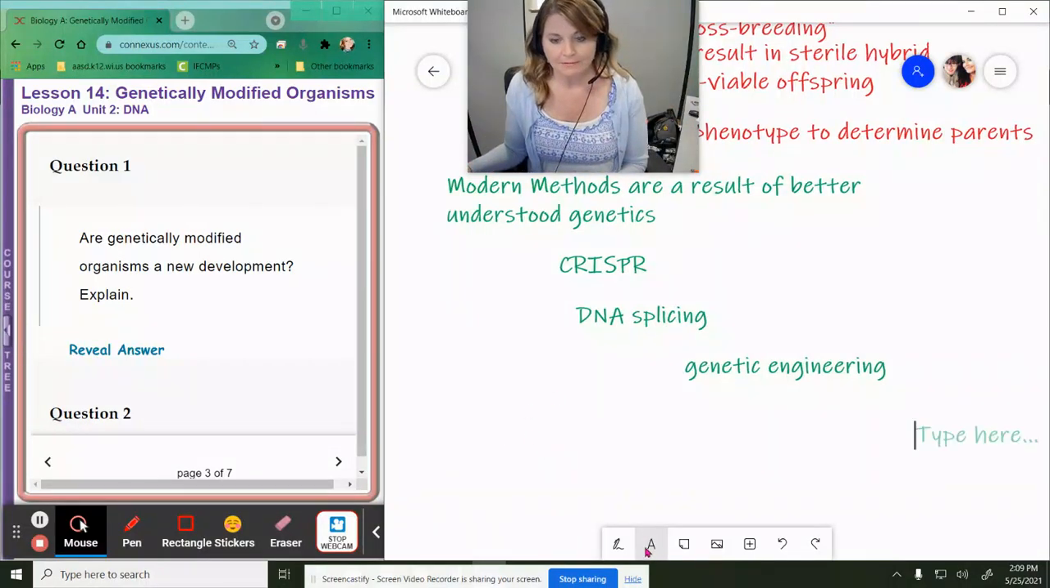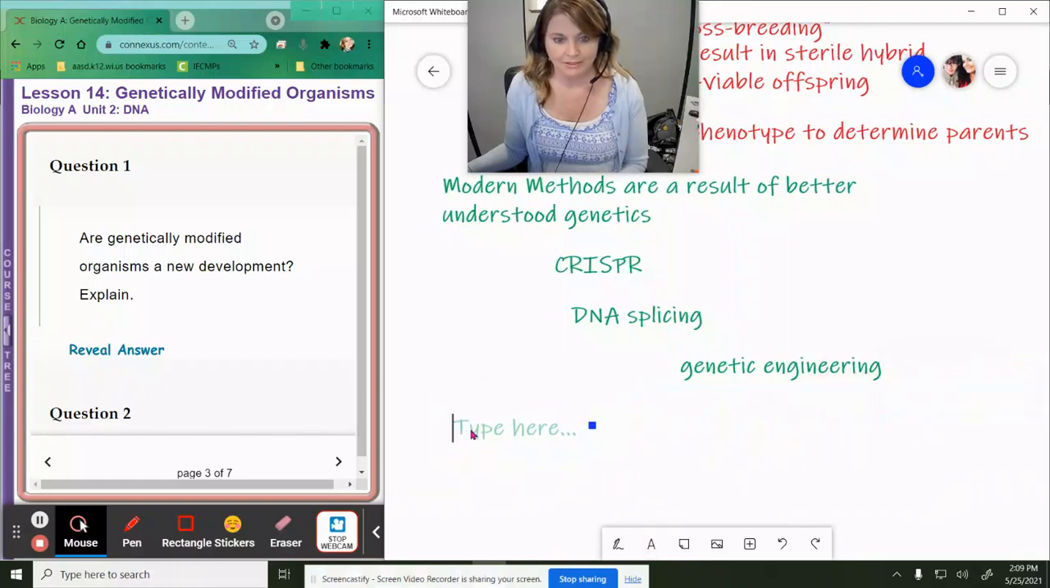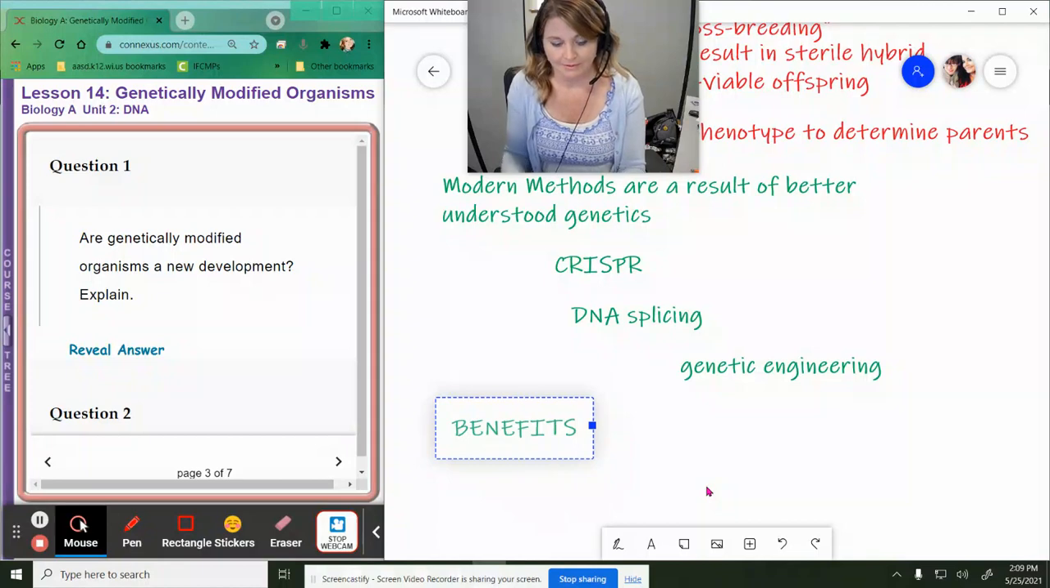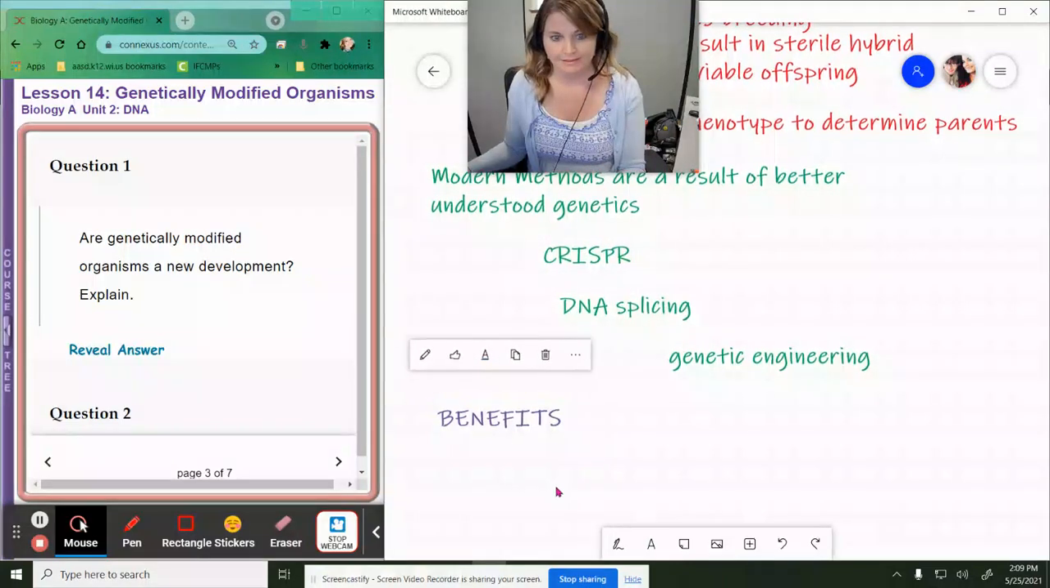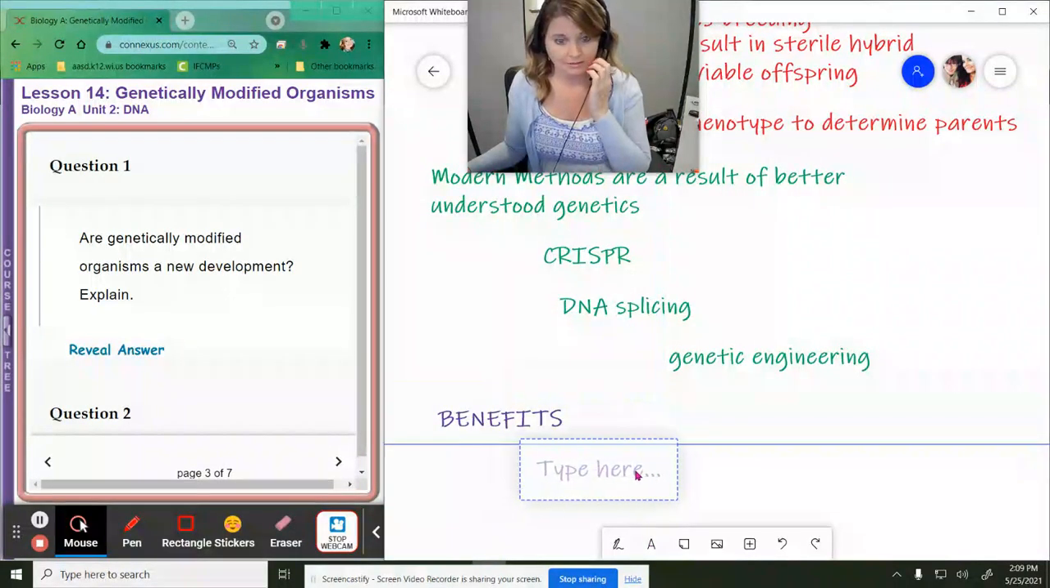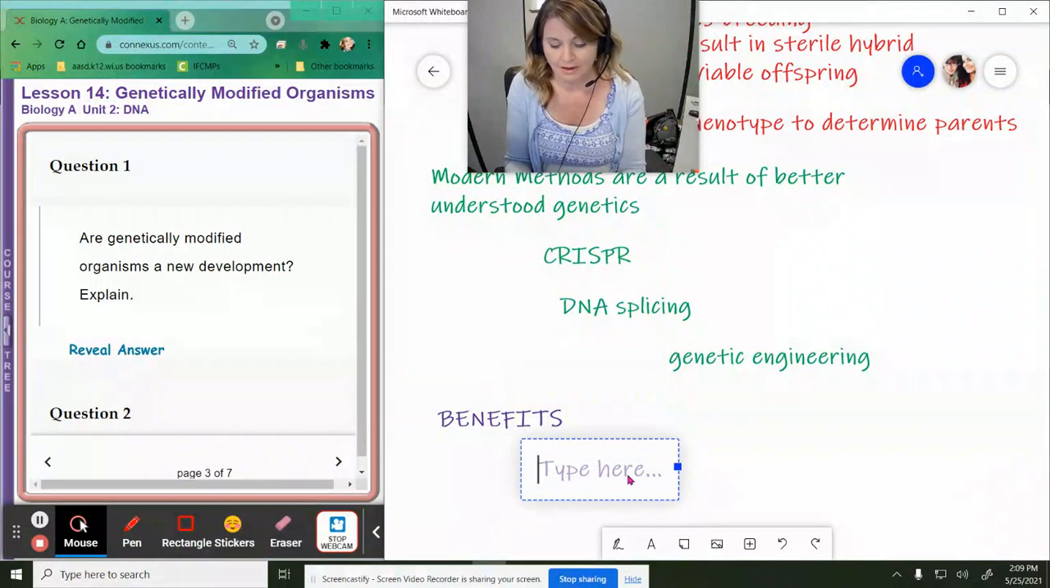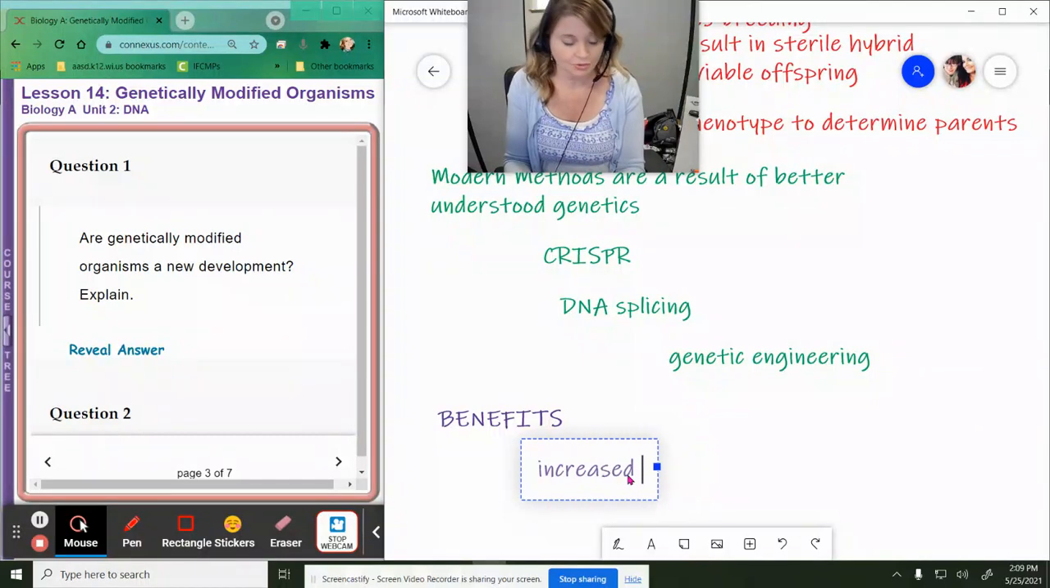So, what are the benefits of genetically modified organisms? And there are benefits. This is oftentimes a very controversial topic. People don't like this. They see it as unnatural and they don't support it. But there are definite benefits. For one, it can increase the nutritional value of the food if you're doing this in food.